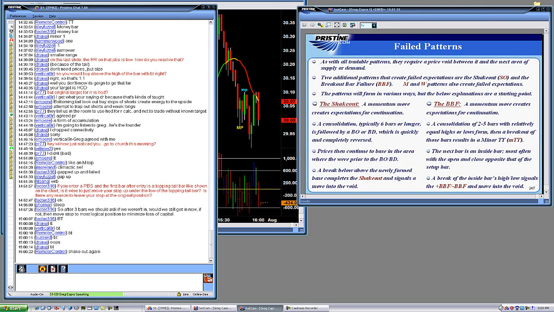This slide is what we're going to be looking at next. It just gives you the text to explain the patterns. We've already looked at several shakeouts. The other setup is a breakout bar failure. It's more of a warning pattern that says take profits, because they shouldn't form. All right? And we'll look at examples of that.